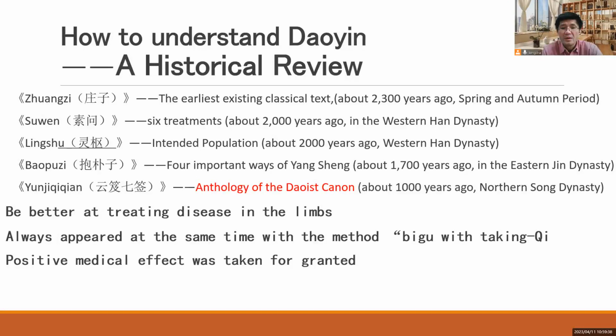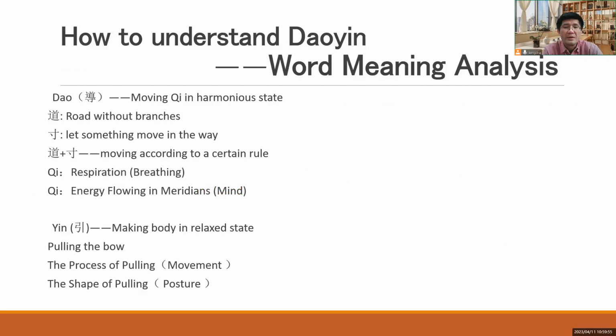Third, the literature mentioned in this PPT is only selected from texts before the Song Dynasty, mainly because after the Song Dynasty, there were few original documents. Okay, now from the analysis of the Chinese characters that make up the word Daoyin, we can get some useful clues about the meaning of Daoyin itself.